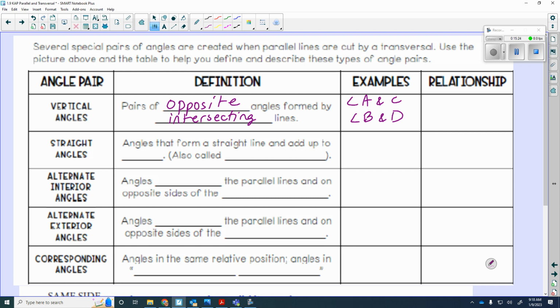And we know that there were more than that. We're just putting those in there. Okay. What is their relationship to each other? They are congruent. The relationship means how is that going to help you for the math? Okay. So they're going to equal to each other. Okay. All right, straight angles, we already knew that. Angles that form a straight line and add up to 180, also called supplementary, was the word I was looking for.